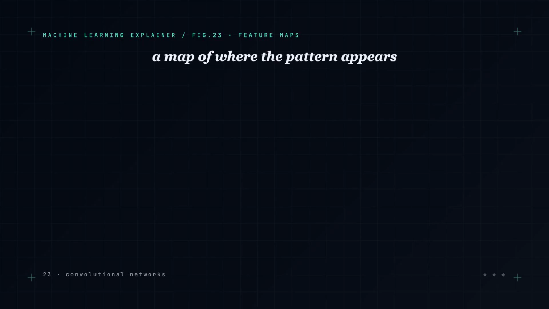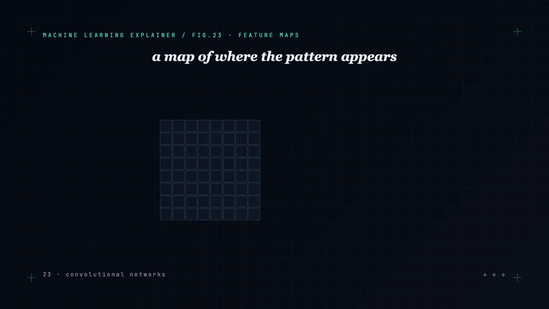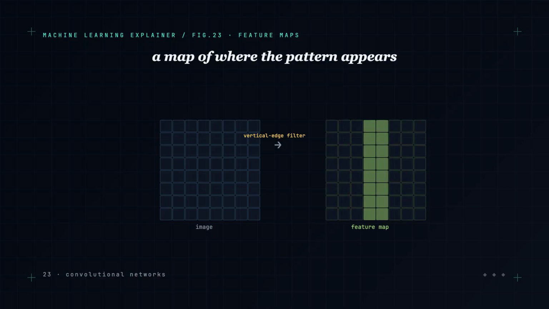As the filter slides across the image, it produces a new grid, a feature map, lighting up wherever its pattern appears. A vertical edge filter creates a map of all the vertical edges. The output isn't pixels anymore, it's a map of where a specific feature was found. The image has been redescribed in terms of patterns.